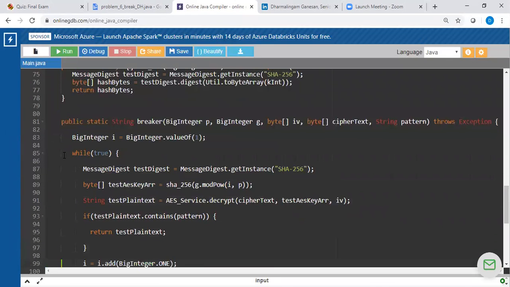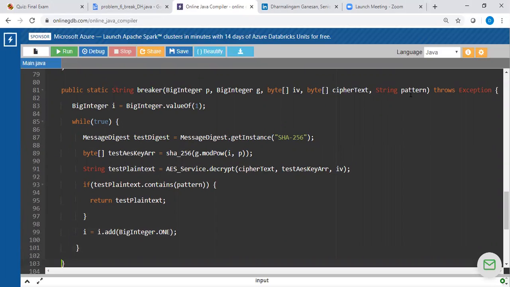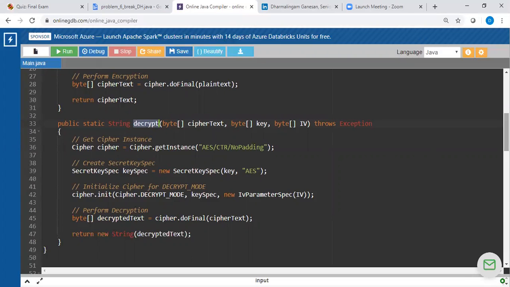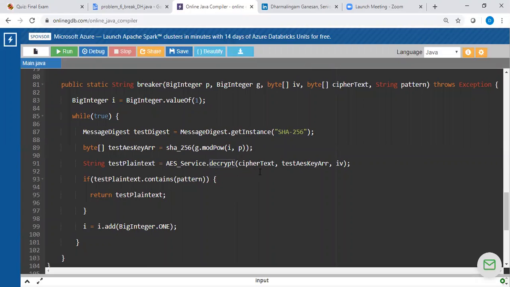Okay, so let's walk through this code before I run it. We take the P, G, IV, ciphertext and pattern as input, and we start with the particular value i, which is initialized to one. So inside the loop, we repeatedly call the SHA-256 algorithm. As you can see here, the input to that algorithm is g power i, and we start with i being one, and then we compute a potential AES key in a byte array, and then we call our decrypt function, the AES service that we have been given. We see whether the decrypt function, when it decrypts using the given key, gives us some plain text. If the plain text contains the pattern that we are looking for, then we know we got it. Otherwise, we continue until we eventually hit the plain text pattern.